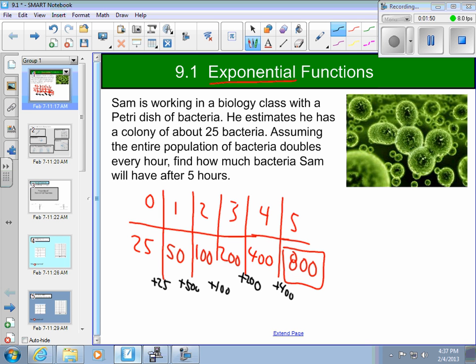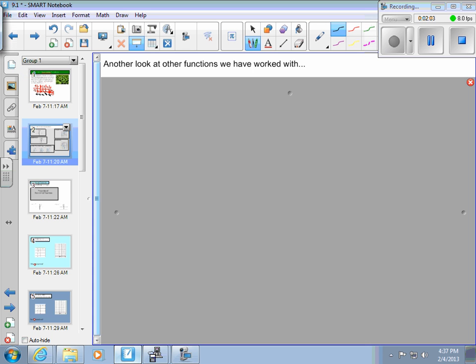It gets bigger. Anytime you increase by a larger amount each time, that's an example of an exponential. It's not growing by the same rate. This is one of the new functions we're going to be looking at.